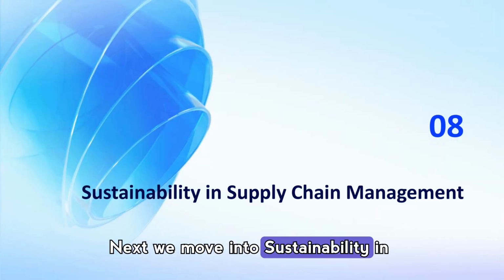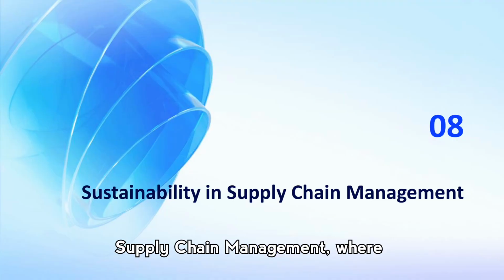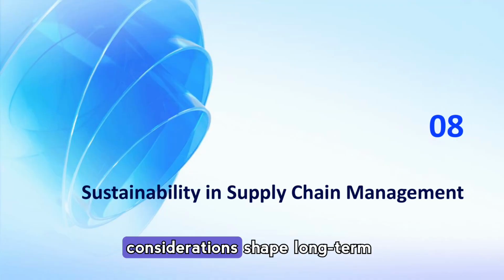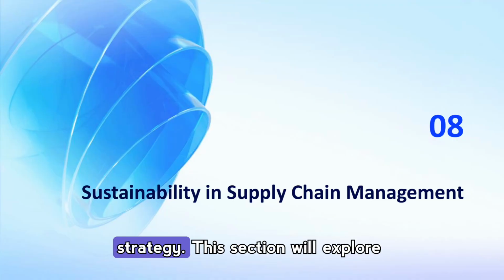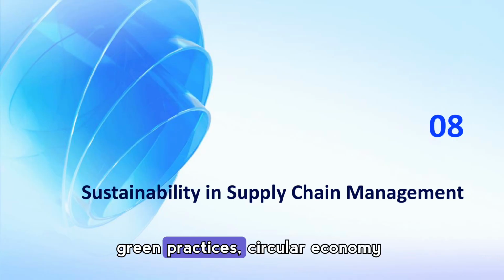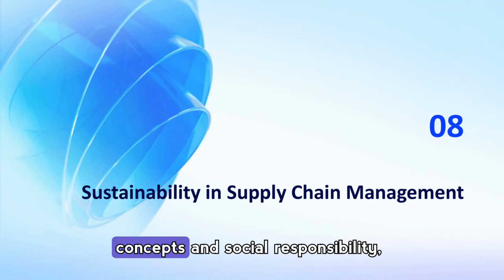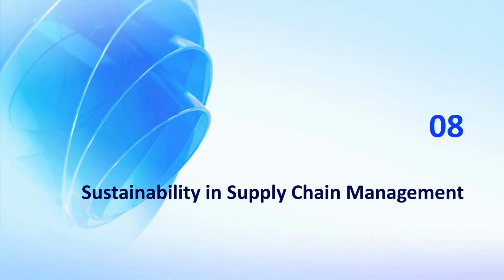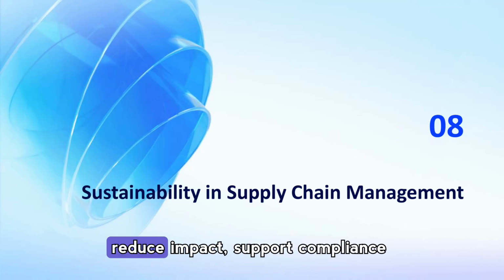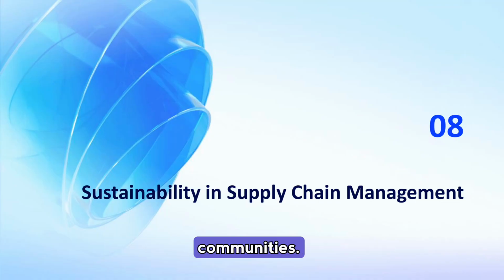Next, we move into sustainability in supply chain management, where environmental and social considerations shape long-term strategy. This section will explore green practices, circular economy concepts, and social responsibility, showing how sustainable choices reduce impact, support compliance, and create value for customers and communities.